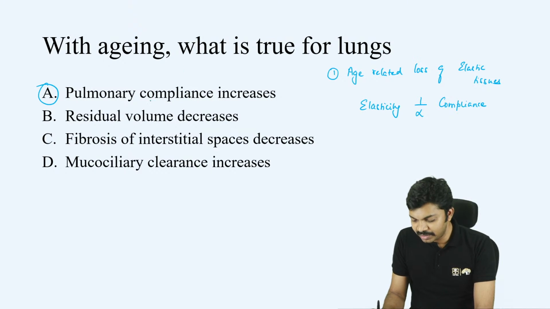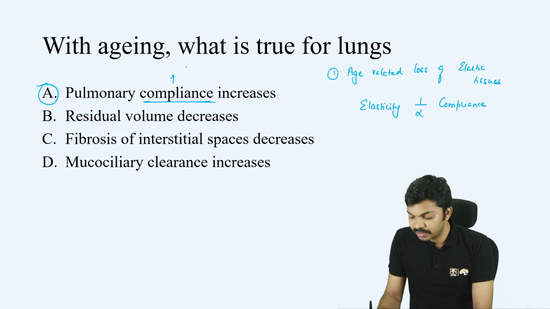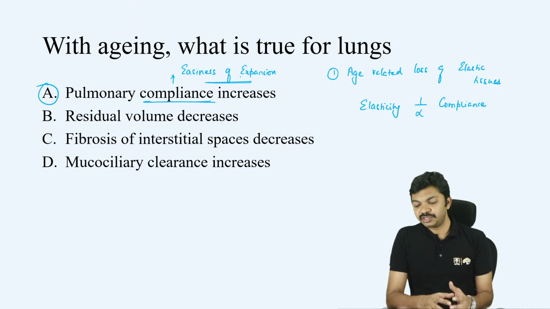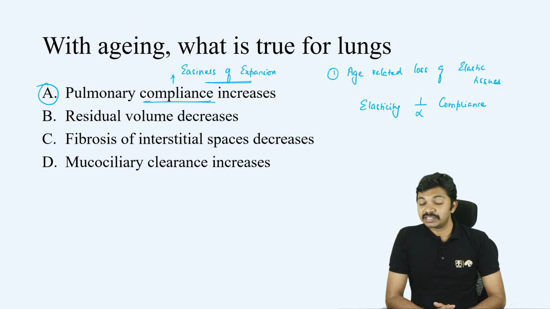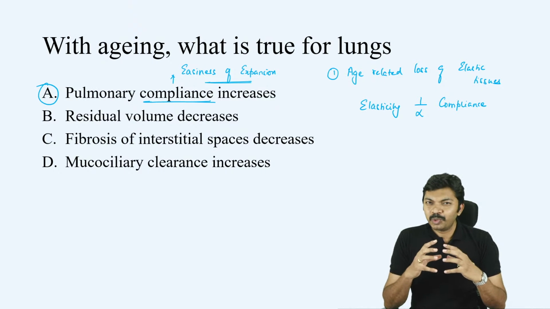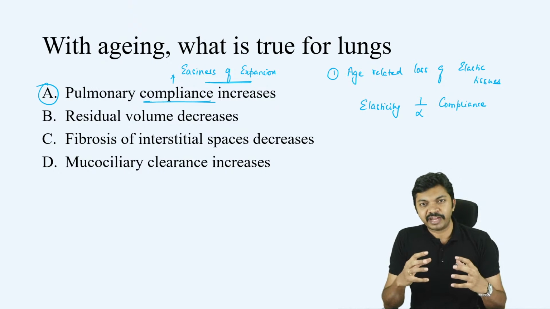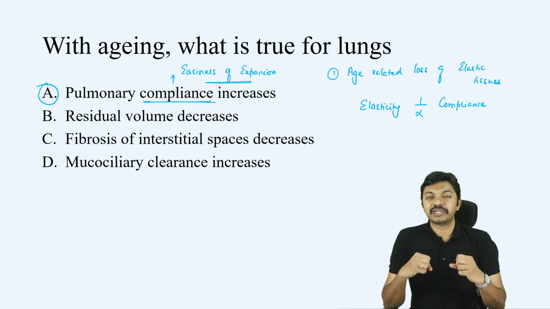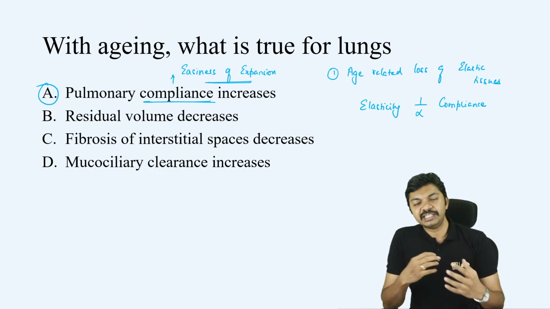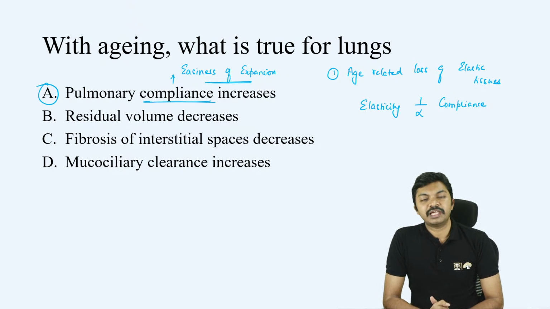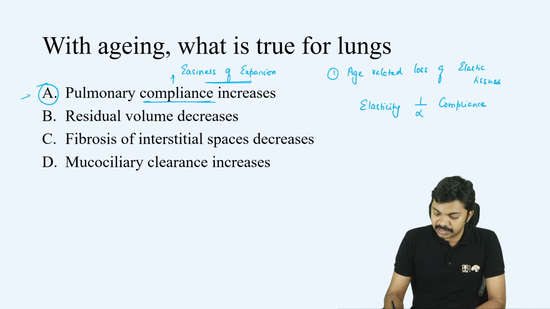So what is compliance as such? In a very colloquial term, compliance is the easiness of expansion, which means how easy it is to inflate a lung. That is what is called compliance. So when a lung becomes more and more elastic, it becomes very difficult to inflate. When the elastic tissues are gone, lungs become free, lungs become flabby, it is very easy to inflate the lung. So with age, there is going to be a drop in elasticity and a proportional rise in compliance. And hence A is the right answer.